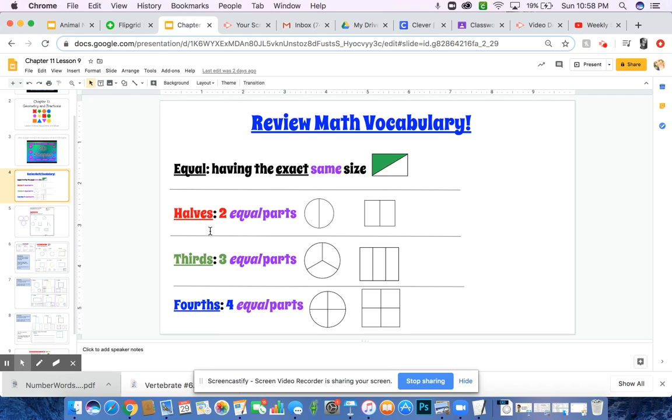And that leads us into the first word, halves, which means to have two equal parts, like you can see in this circle and this square. Then let's move on to thirds, which means three equal parts, as you can see in this circle and this rectangle. And then fourths, which are four equal parts, as you can see in the circle and that square. Remember, the word equal is super important because you can have two different parts, and if they're not the same size, they are not halves. They have to be the exact same.